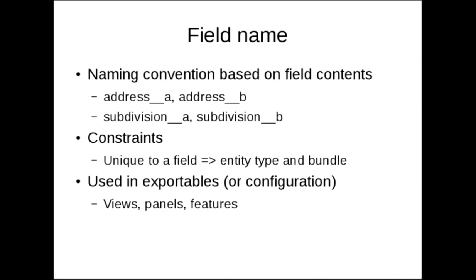So address A, address B, and so on, right? The double underscores are there so it's easily parsable, if you will. And so again, the constraint on the field name is that it has to be unique to this entity type bundle. And that is a concession.